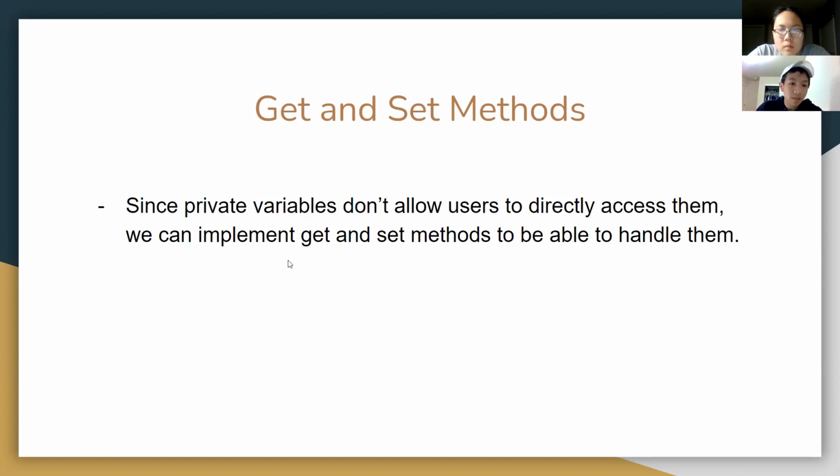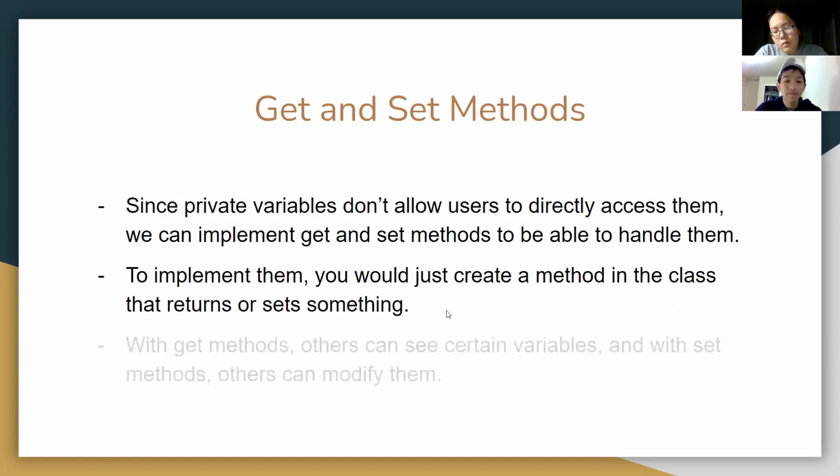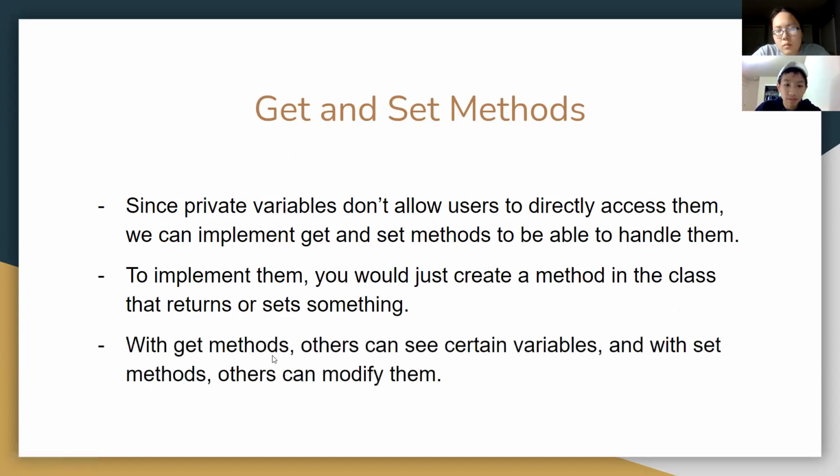Well, to fix that, we can implement get and set methods to be able to handle them. To implement them, we just create a method in the class that returns or sets a private variable, hence the name get and set. With get methods, other members of a program can access those private variables, and with set methods, others can modify them.